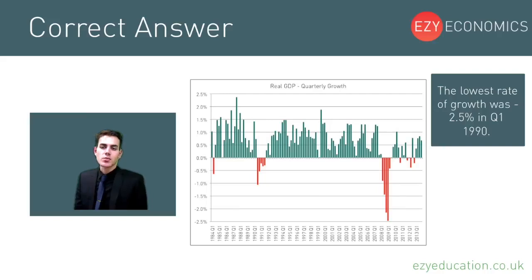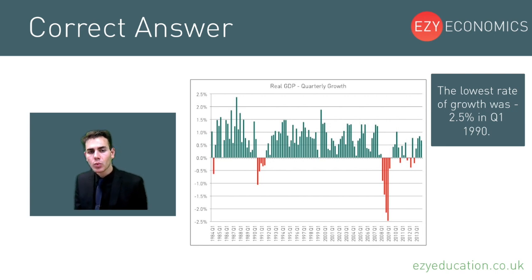Okay, so in this question we were given a chart that showed the real GDP growth rate in terms of quarters from the years 1984 all the way up to 2013. And based on the data given in this chart, we had to assess the validity of the following statements. The first statement was that the lowest rate of growth was minus 2.5% in the first quarter of 1990.